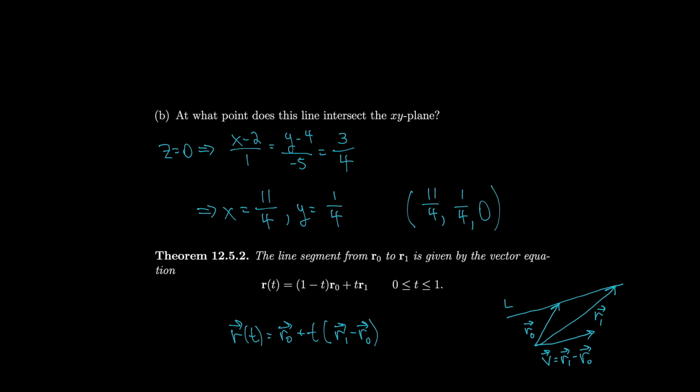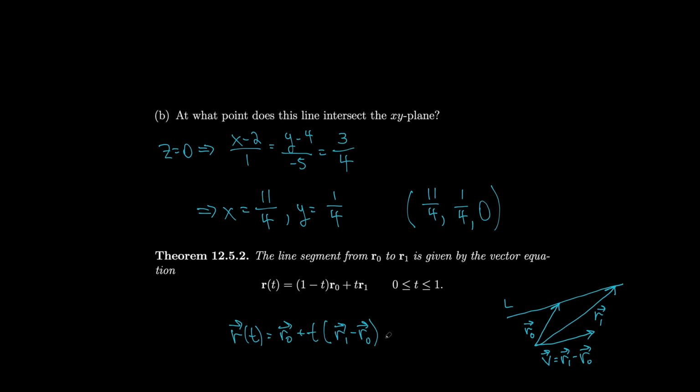Then if I just start at t equals 0 and end at t equals 1, I'll only trace out the part between R0 and R1. So I'll just get a line segment. So that's why we just go from 0 to 1.